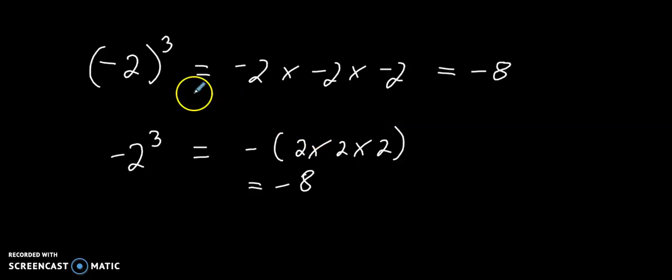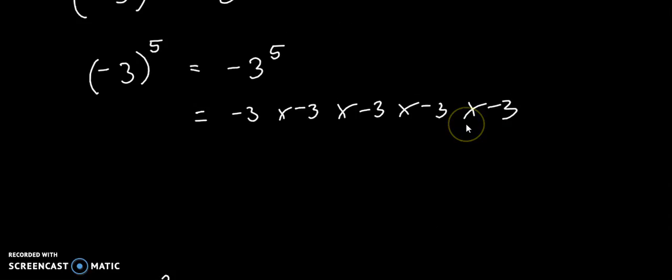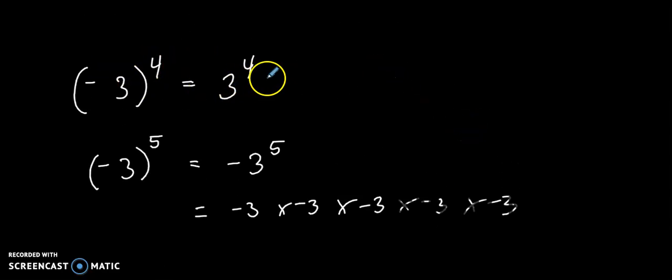It's the same answer because the exponent is odd. If this were a 4 or an even number, then it would be positive, like what we did over here. It would be positive. So (-3) to the power of 4, for example, this is going to be 9 times 9, this is 81. And this one, 3 to the power of 5, that's 243. This is going to be negative 243.